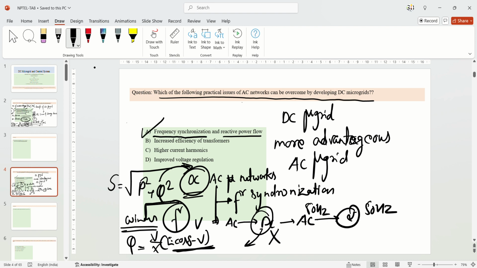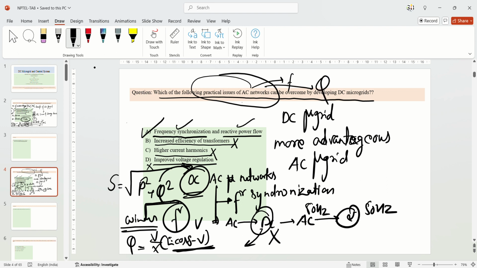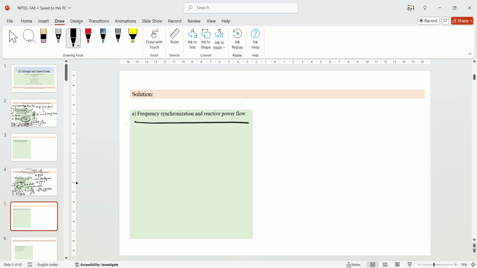So the first option is correct. And the second option, increase the efficiency of the transformers? No, that is not the case with the DC microgrid, so it's not increasing the efficiency of the transformer. Okay. Higher current harmonic, there is no concept of harmonics. It's not elimination. The main practical issues are reactive power flow and frequency synchronization. Improve voltage regulation? No, that is not the case. So the main practical issues that happen in the AC network are frequency synchronization and reactive power, and those are taken care of by the DC microgrid system.